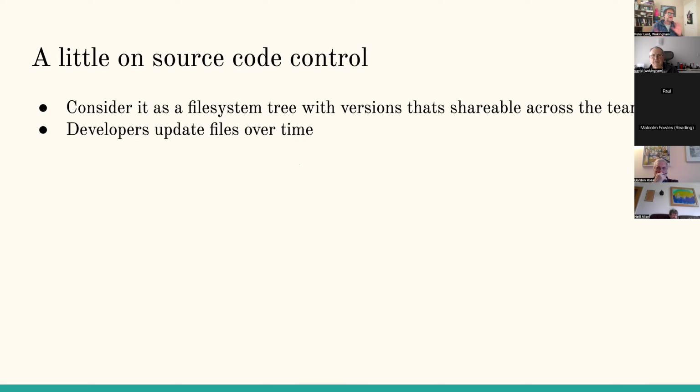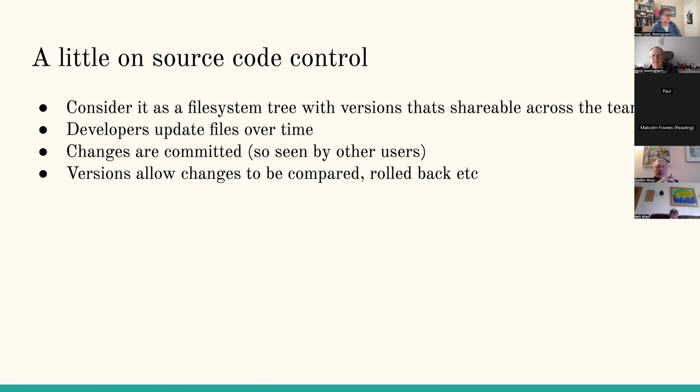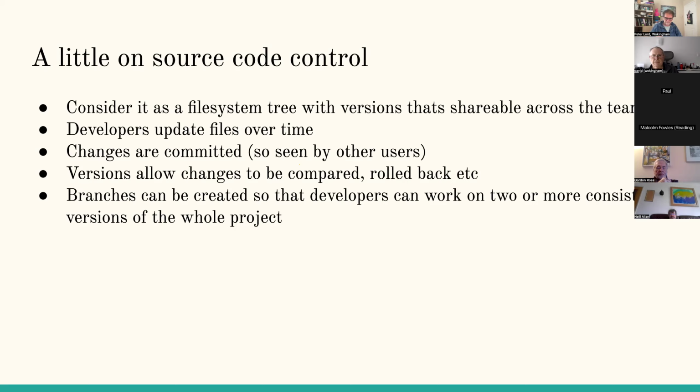So developers update these files over time. Changes are committed so that other people can see those changes. Versions allow the changes to be compared. If you've made a mistake, you can undo and go back to the previous version. Now, whole projects can be branched. And this means that if you've got a project, where you can imagine all the separate files, their versions are slowly incrementing over time, you can take a snapshot or a branch of this tree for a specific purpose.